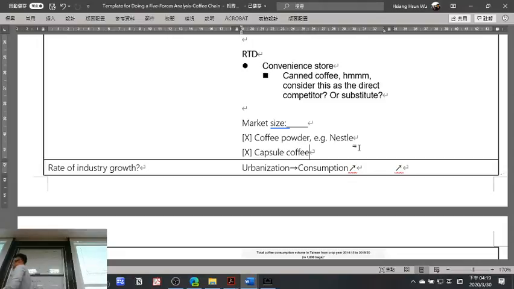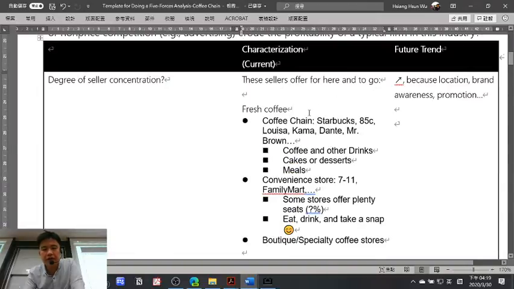Okay, so when you define the competition within the same competitors, you have to know the exact competitor list you have. So that is the first thing. And the second thing, when you have the competitor list, you can start to calculate the seller concentration. All right, you can start to calculate the seller concentration.